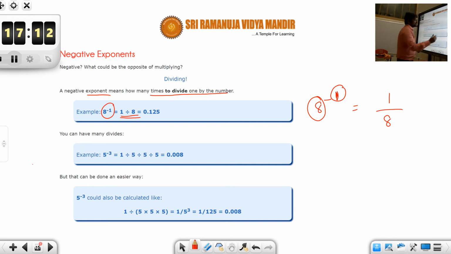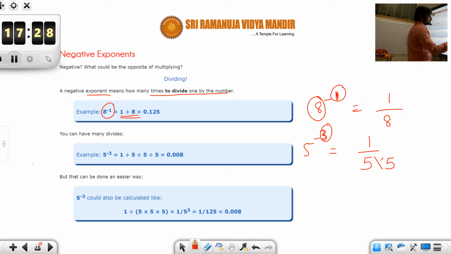Let's look at another example. 5 power minus 3. Start with 1. Divide by 5. But how many times will you divide? Look at the exponent. 3 times. Hope this is clear, students.